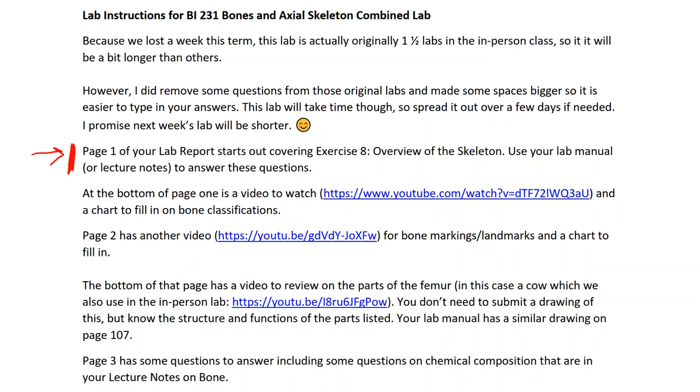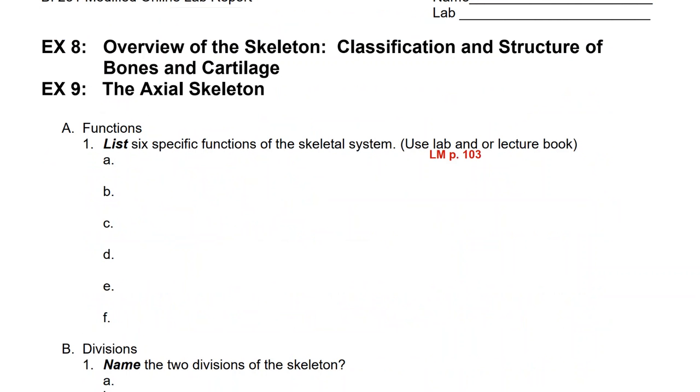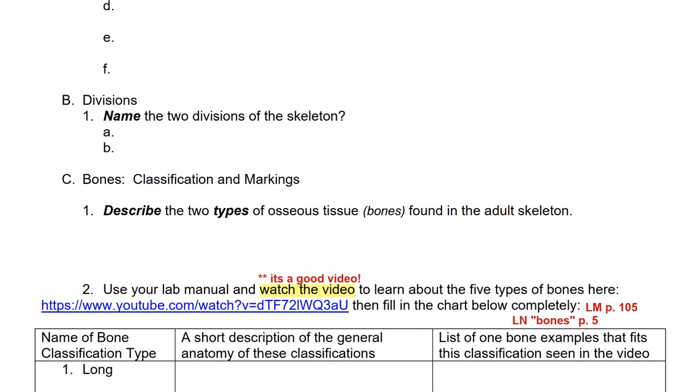There's a great video, page 1. So first off, you're just going to learn about how to categorize the skeleton. And so why do we have a skeleton? So you're going to be looking for some functions, and I've given you a little clue about where to find some of those functions. And then it'll talk about the divisions of the skeleton. This is all straight out of your lab book, so you shouldn't have any difficulty finding these things.